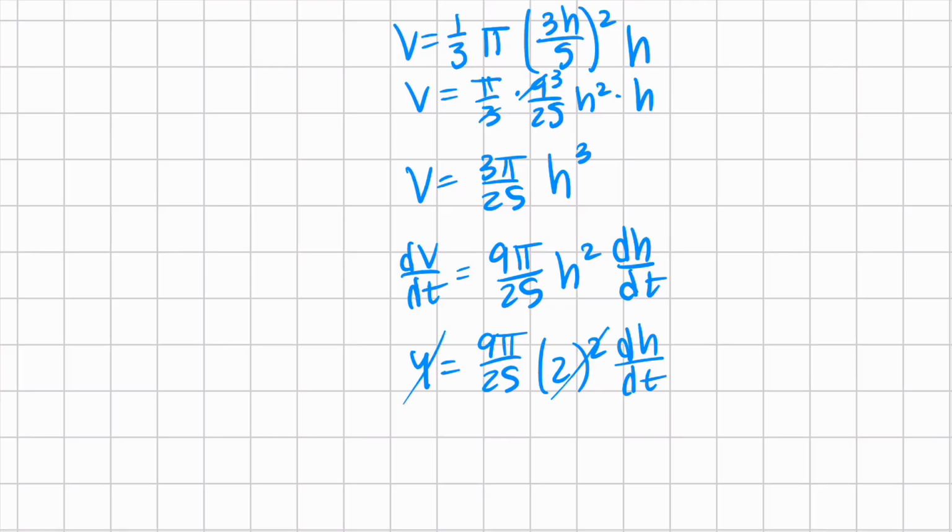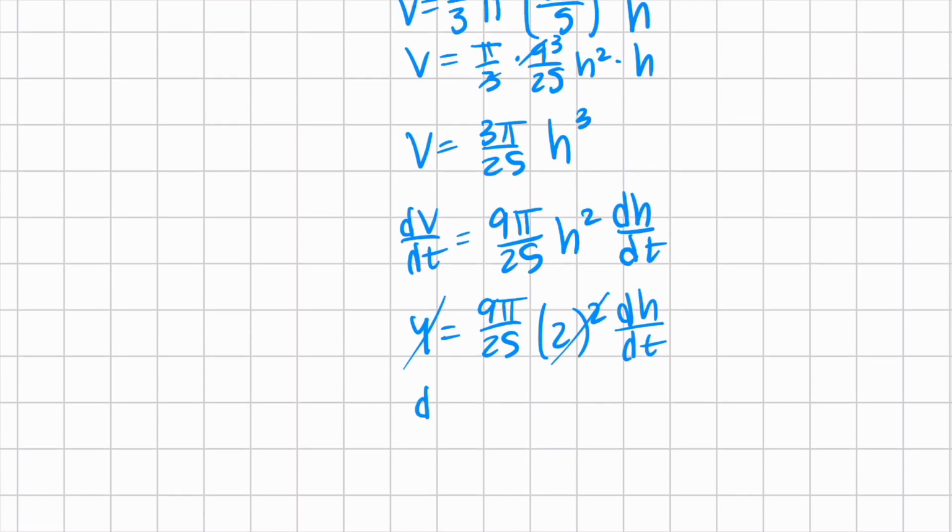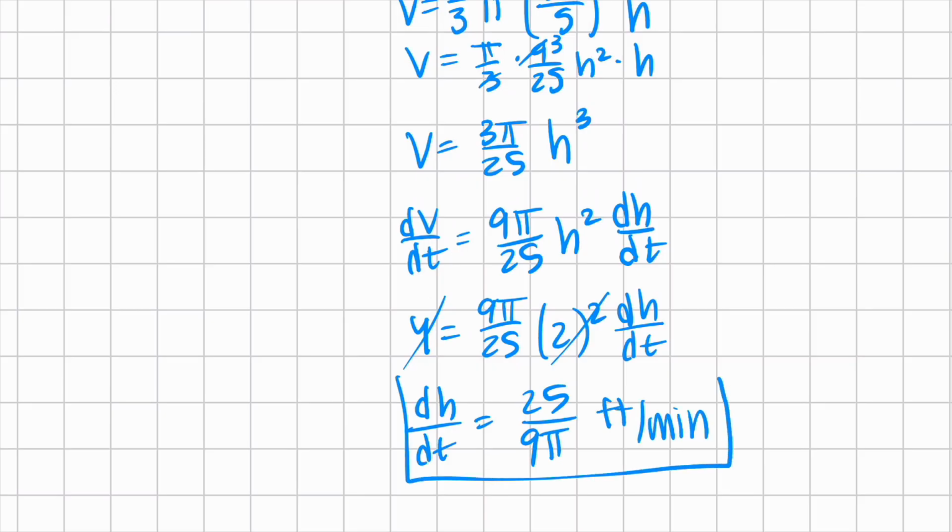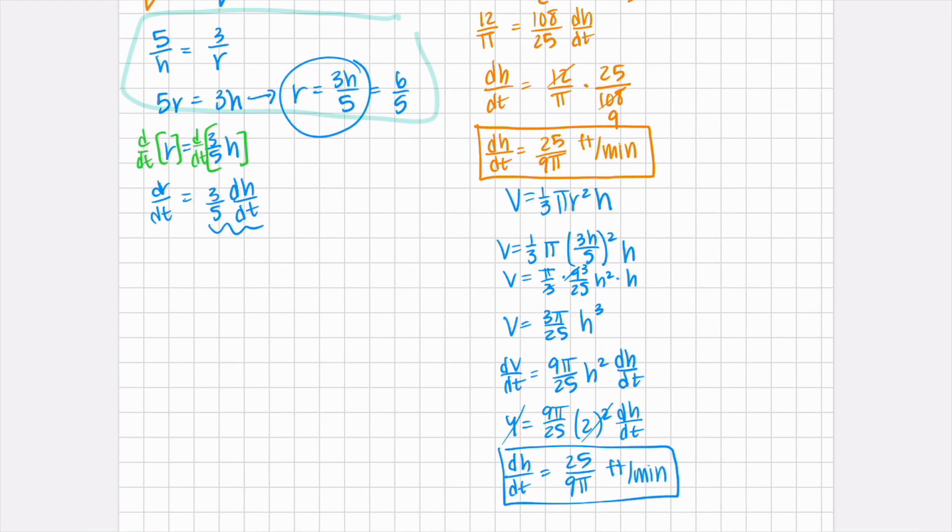The 4's cancel on each side of the equation. dh/dt is 25 over 9 pi. And then same unit, feet per minute. So that is a second way we could have done this last problem.